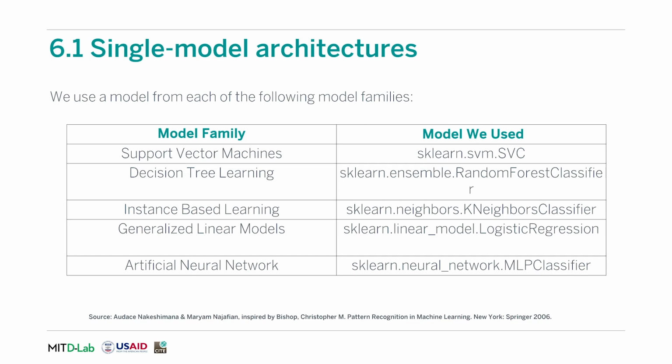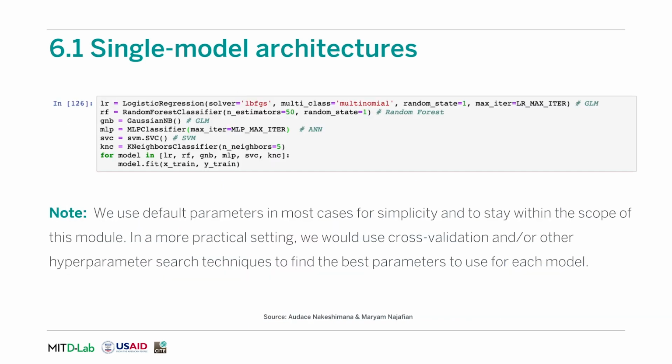We start by examining single model architectures, and for each of the model families shown here, we picked one model and trained it on the data that we have. This code snippet shows different models and parameters that we used. For simplicity, we used default parameters for different models, but in a practical setting, we would have to use a technique like cross-validation or hyperparameter search to find the best parameter to use for each model.